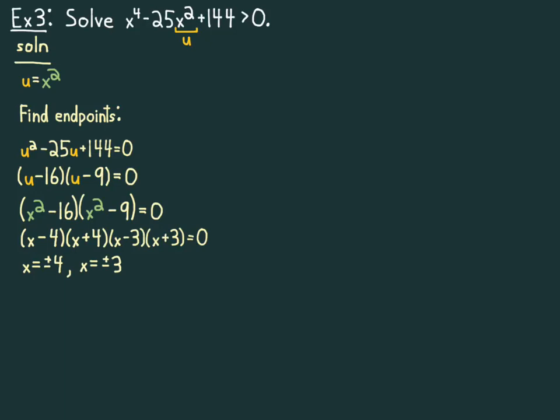So I got these 4 endpoints. That means I'm going to have 5 intervals. And they're all open dots. Why? Because the original is greater than 0, not greater than or equal to. So those are all hollow dots. And now I'm going to try some test points.